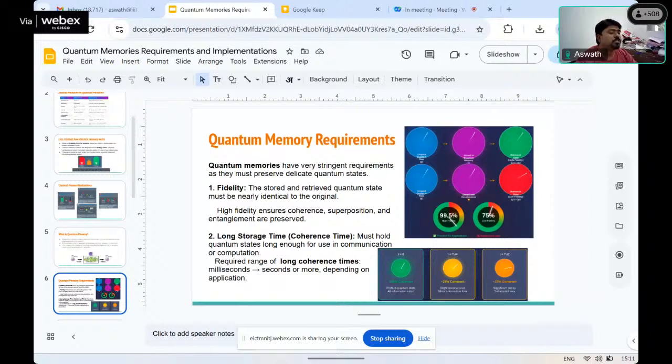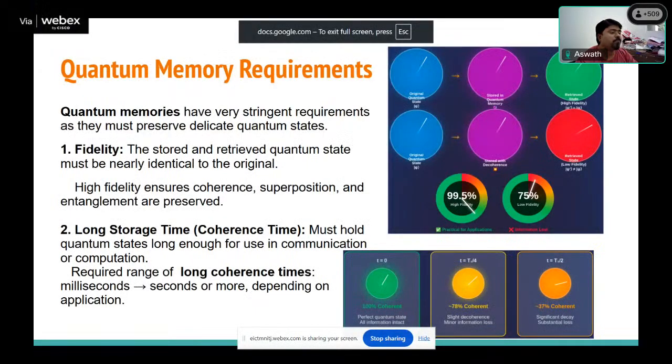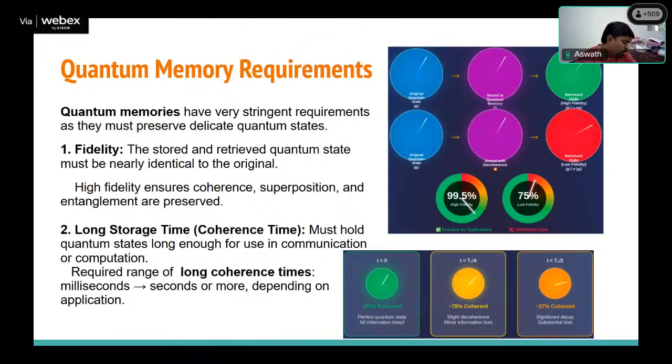Memory requirements: one should know them before designing or coming up with a quantum memory. When you are preparing something, you should know what you are preparing and what you are preparing it for. So that is a very, very important thing to know. As we know, quantum memories have very stringent requirements because they're so delicate.